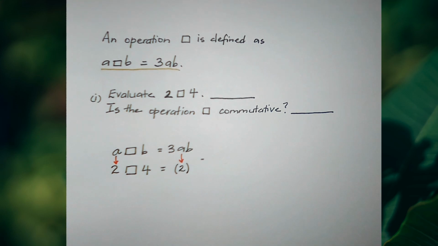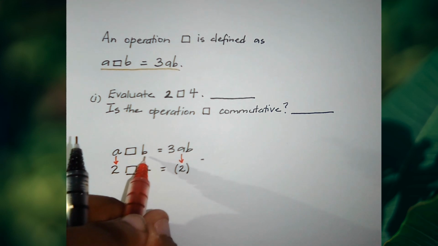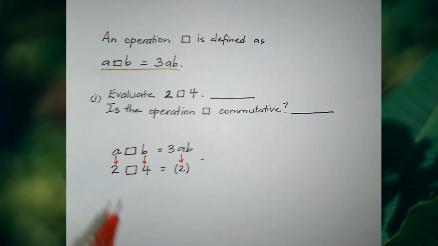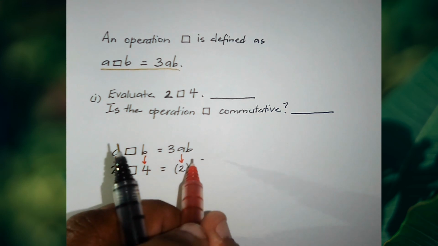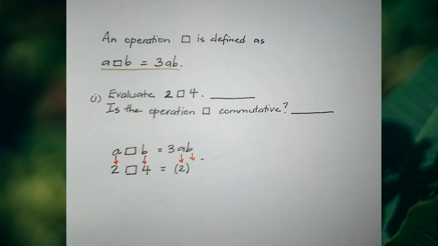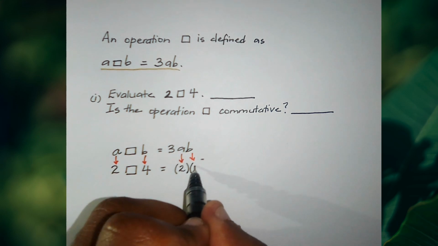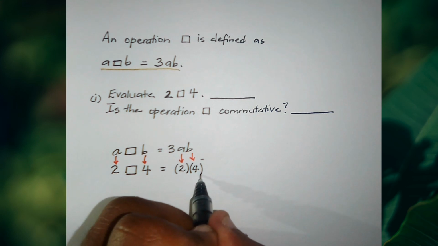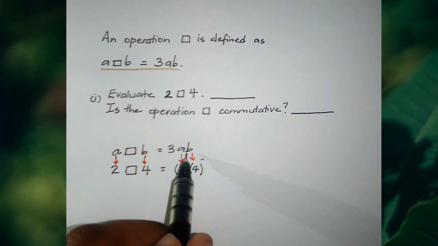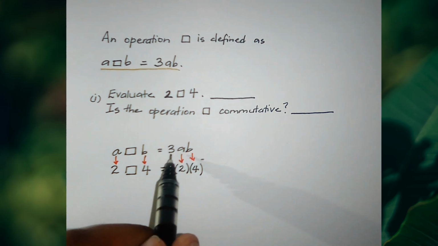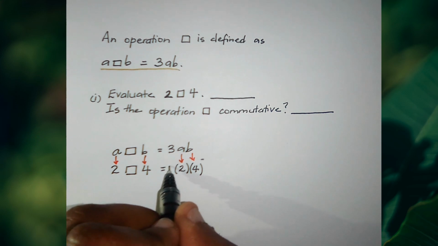So far, so good. Wherever we see B, we're going to use the number 4. So B is right here, so we're going to use 4. When we're substituting, we use brackets. What came in front of the A and the B? This 3. So I need to put it back.